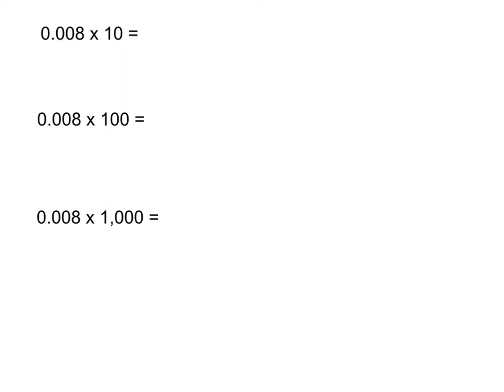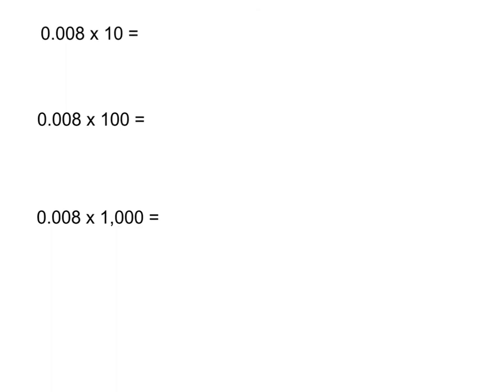8 thousandths times 10, 8 thousandths times 100, and 8 thousandths times 1,000. Go ahead and do these 3 problems in your notebook and tell me what you're noticing. Are the steps pretty much all the same? 8 times 10, 8 times 100, 8 times 1,000? Go ahead and try it. Remember, step 1 is to multiply and you ignore the decimal points. And then step 2 is putting in the decimal point.